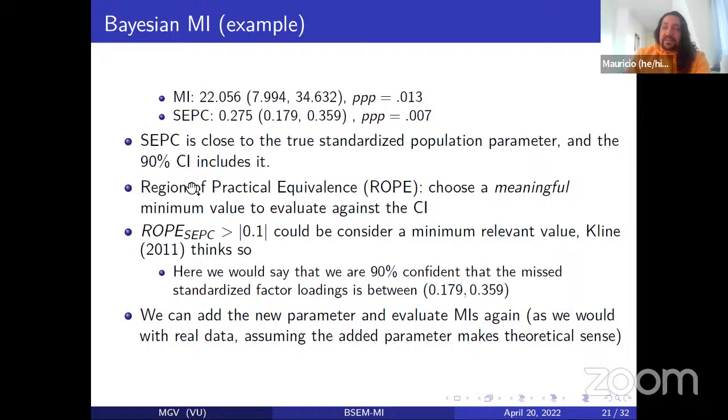Another option, and another interpretation given by this additional information, is to use the region of practical equivalence. So we can choose a meaningful minimal value that we're interested in considering. It doesn't always have to be 0. For example, Kline, for standardized residual correlations, recommends 0.1. So you could say if a standardized SEPC is higher than 0.1, we can consider that a more relevant parameter. I would say to use this in comparison to the credible interval, because now it's not just the value, but we can test whether the 0.1, or your minimal relevant value, is outside of the credible interval of the standardized predicted score, which in this case is telling us that it will be higher than that. So it is likely that this will have a standardized value higher than the minimal value of 0.1.